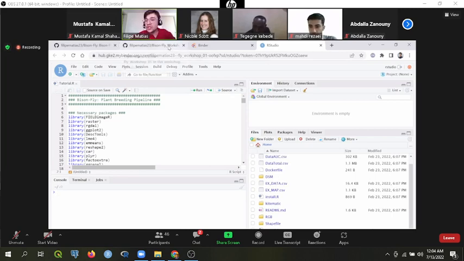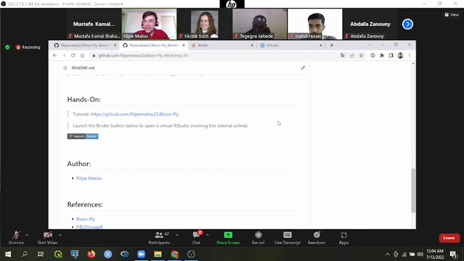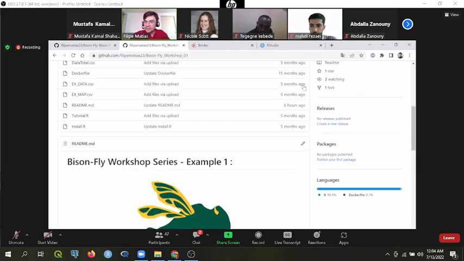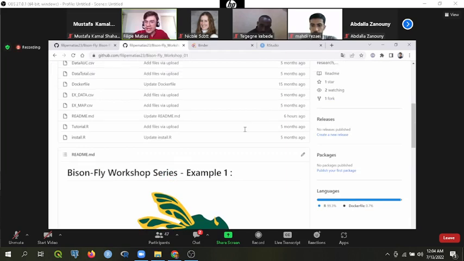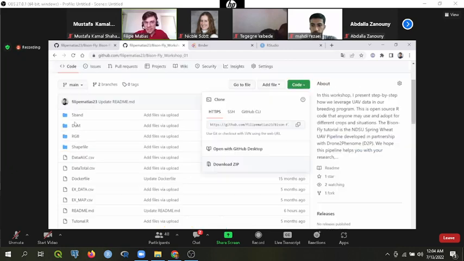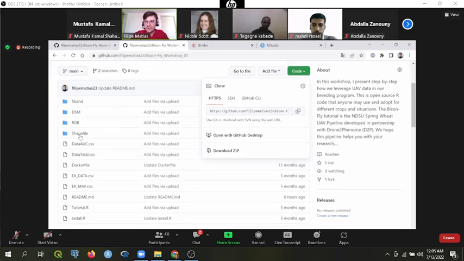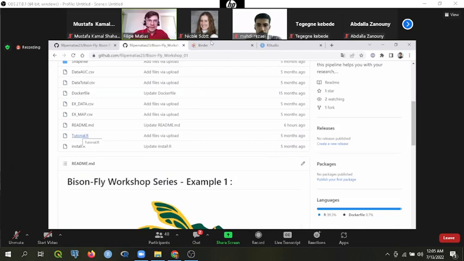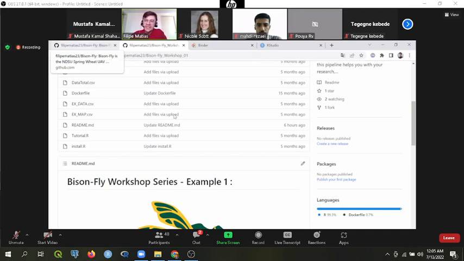If you want to do this on your machine, an easy way is to come to this code part and download the zip. Everything, all the data and information that we're going to be running, is going to be there. Also, the tutorial and the scripts are going to be there as well. All right.